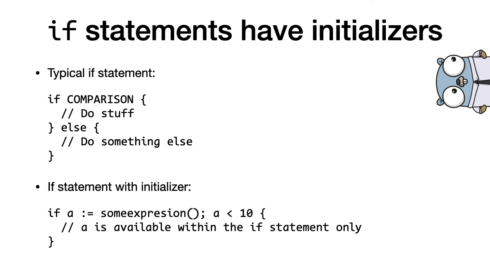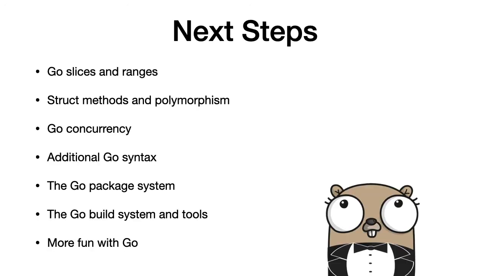There's still a lot left to cover, and we'll try to get to those in additional videos. We want to cover slices and ranges, how to add methods to structs, how to do polymorphism, how Go does concurrency, which is literally what Go is named after. Go is the concurrency mechanism for the language. There's additional Go syntax for case statements, for type safety. There's a lot of little details to cover.